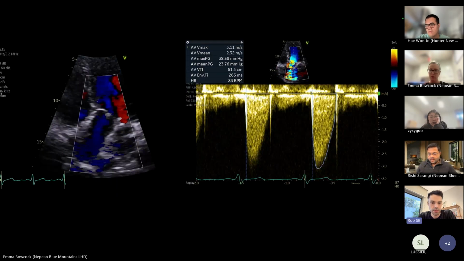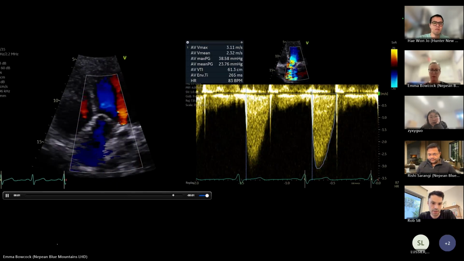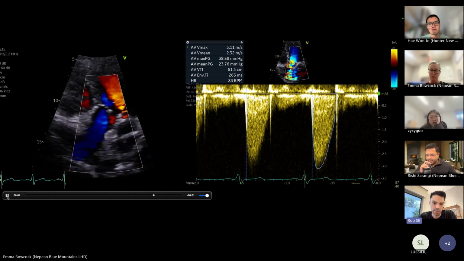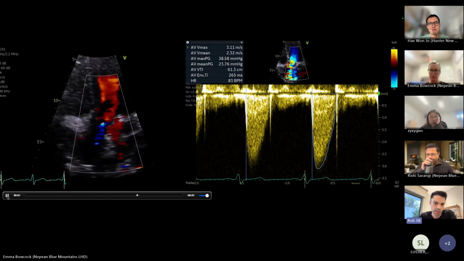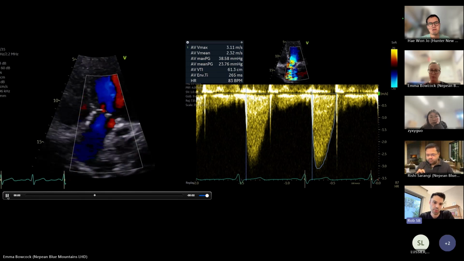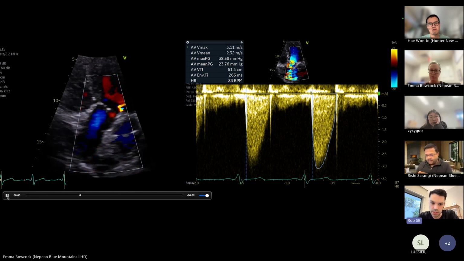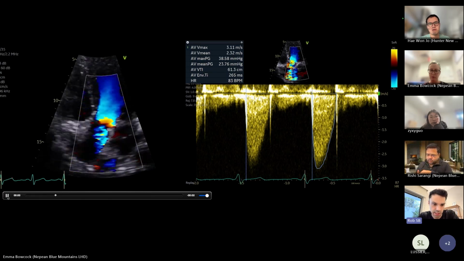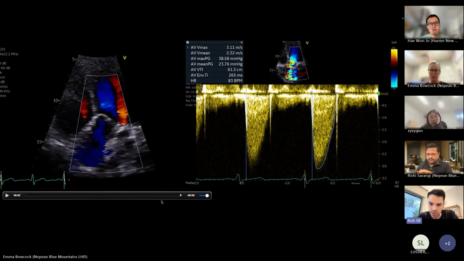So we've got color through that LVOT aortic valve. And again, we can see that there's turbulent flow, which appears to be coming supravalvular. And we've already demonstrated on 2D that despite there being a bicuspid aortic valve, the valve is opening without restriction. So I suspect it is supravalvular, this color, this flow acceleration.